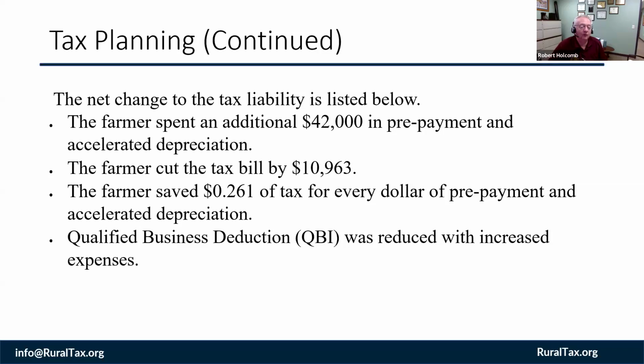So what we did, we spent an additional $42,000 in this prepayment. And I cut the tax bill by just about $11,000 by spending 42, which is a pretty good return on money. That's about 26 cents on the dollar.